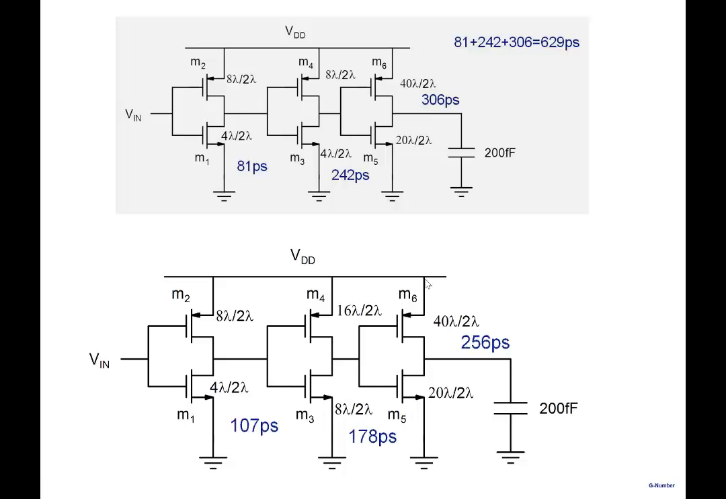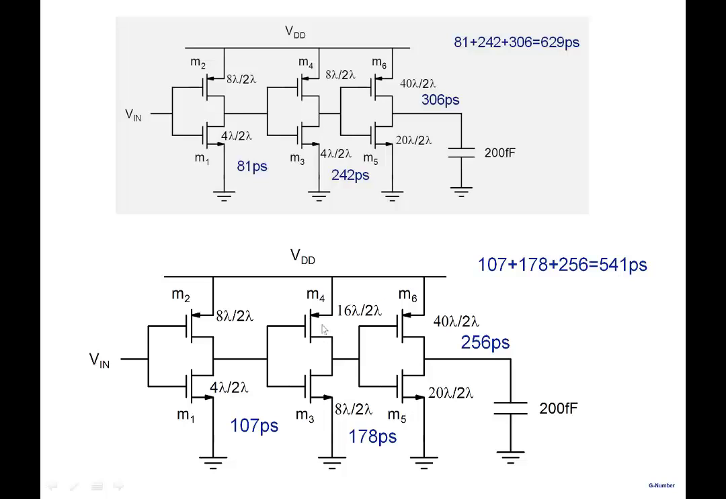So look at the delays. This increased to 107 picosecond. This decreased to 178. Well, it didn't decrease that much because its input became slower. So 107, then 178, 256, and the overall delay is 541 picosecond.